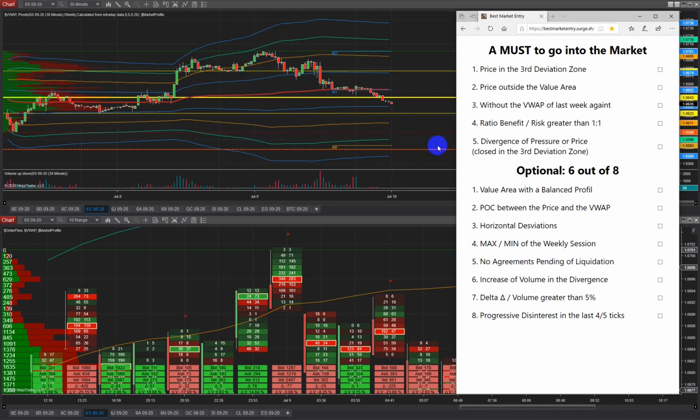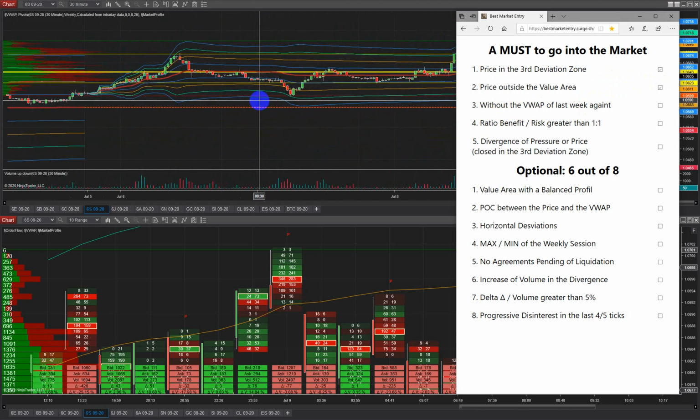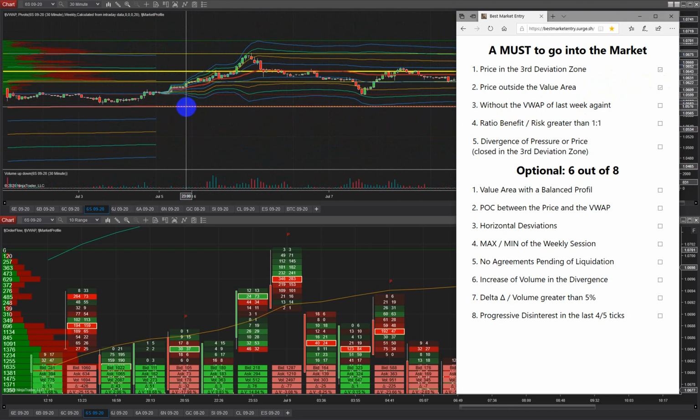The first thing we're gonna see is the must that we got. So we know that the price was in the third deviation zone. We know that it was outside the value area high and the whole value area, where 70% of the time the market is. So it was outside there. It didn't have any VWAP in the past against us. Actually, what we got is one here in our favor from last week.